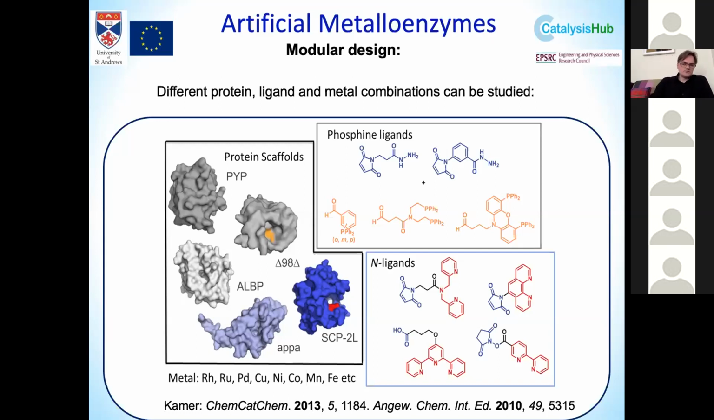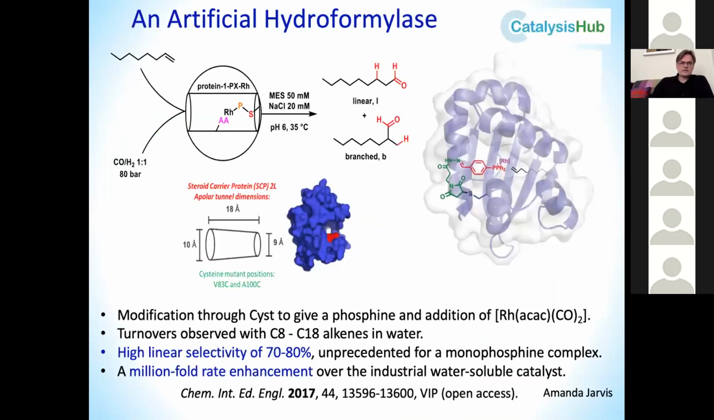And a lot of that was done. And the example that I want to talk about just briefly is an artificial hydroformylase. So I notice Amanda's in the audience. Amanda is the person that published this with Paul. And this system was particularly good for the hydroformylation of longer alkenes and producing a good linear to branched aldehyde ratio.